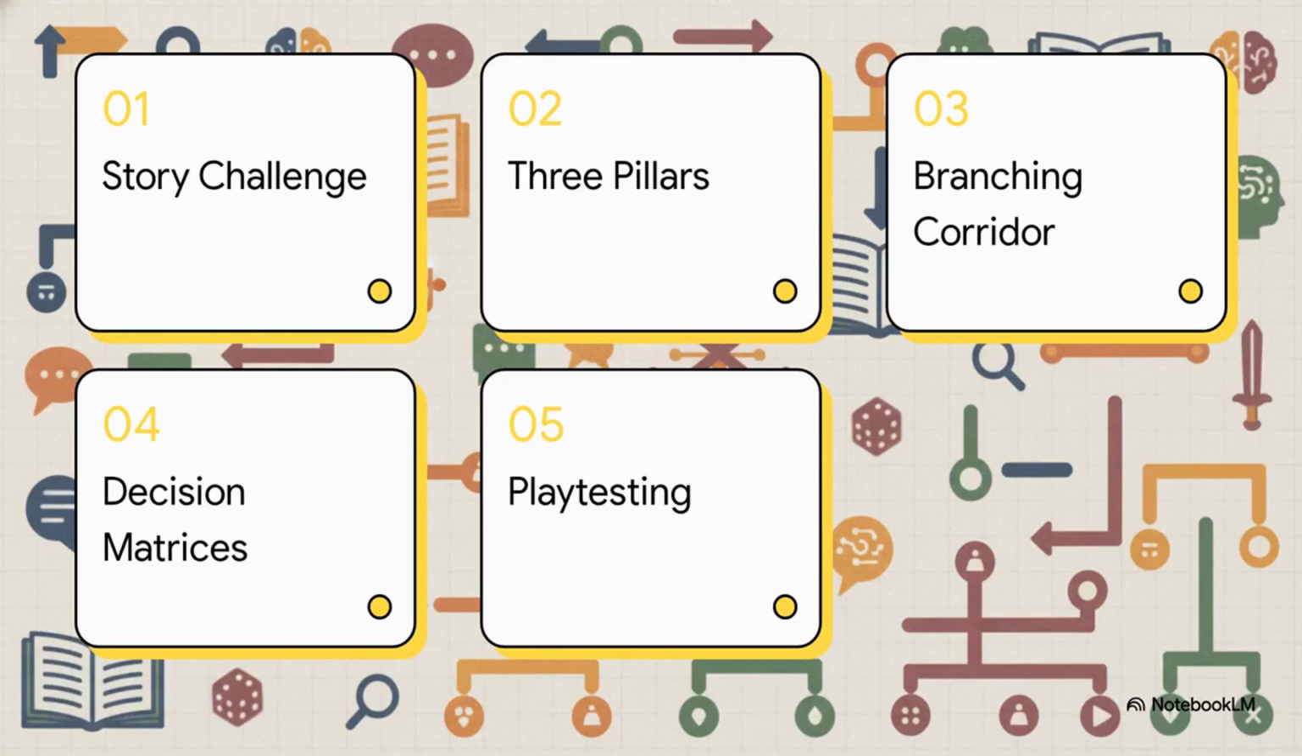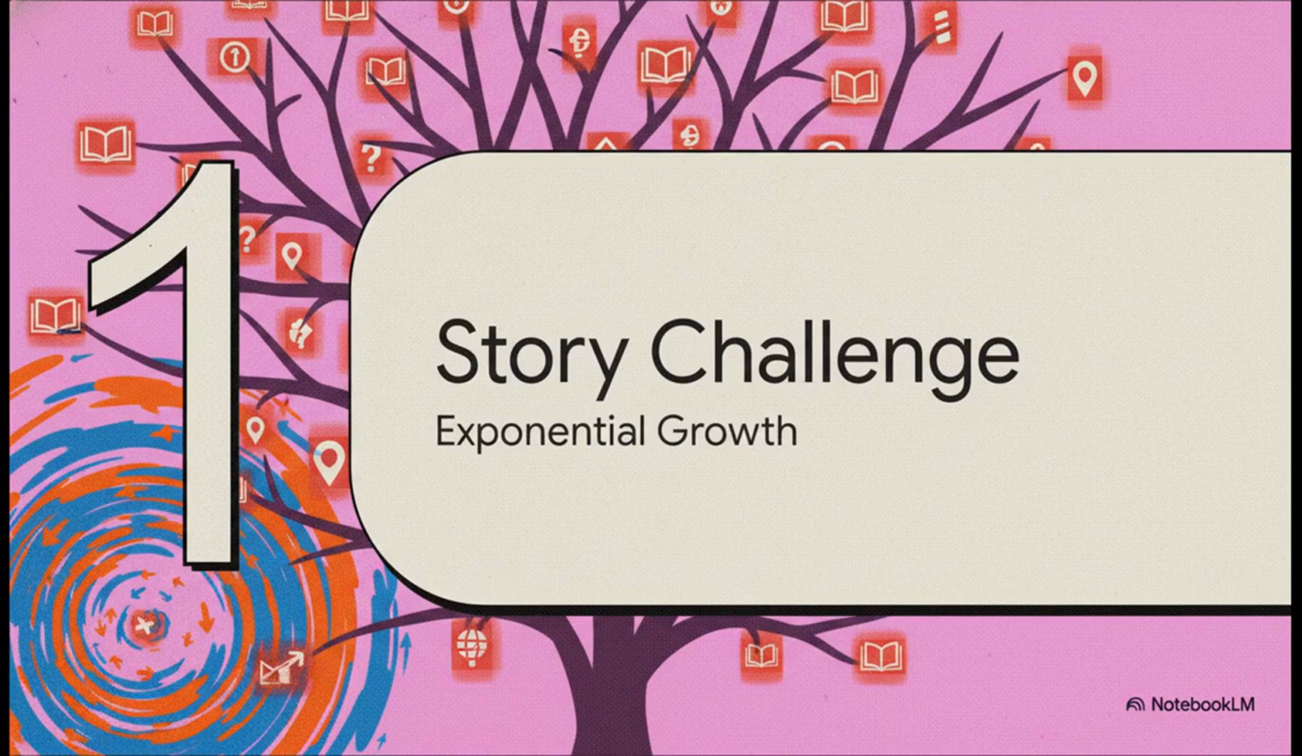We're going to follow a 5-part creator's journey. We'll start with the interactive story challenge, then break down the 3 pillars of branching, explore the branching corridor technique, look under the hood at decision matrices, and finally wrap up with playtesting. Section 1. The Interactive Story Challenge. The Danger of Exponential Growth.